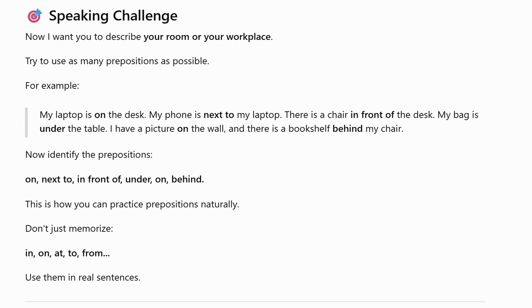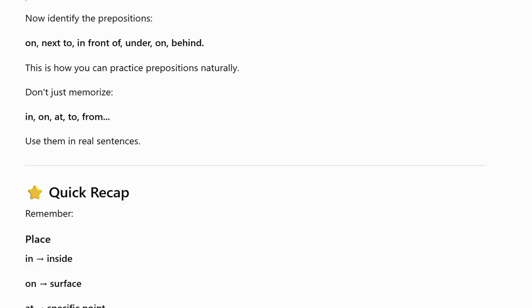Now identify the prepositions. On, next to, in front of, under, on, behind. This is how you can practice prepositions naturally. Don't just memorize. In, on, at, to, from. Use them in real sentences.